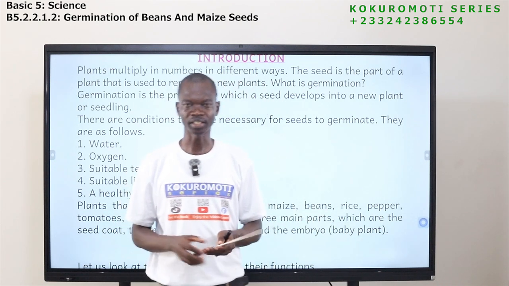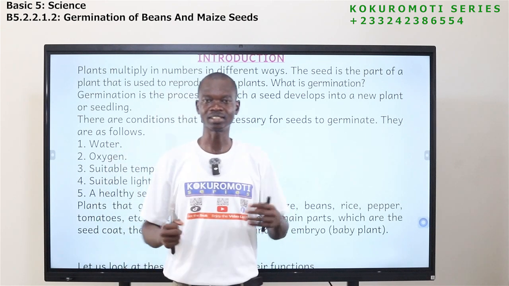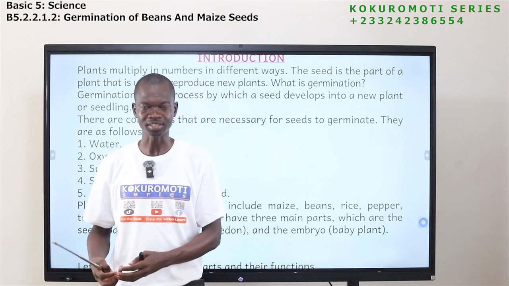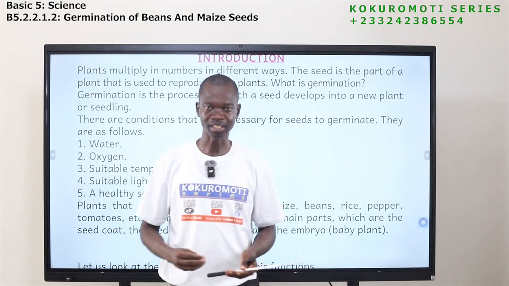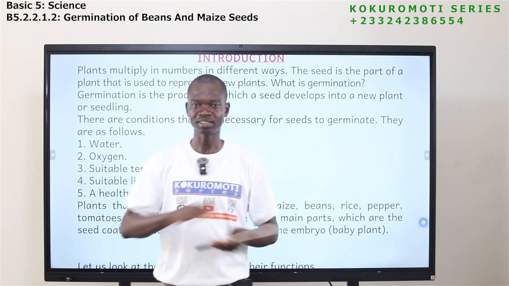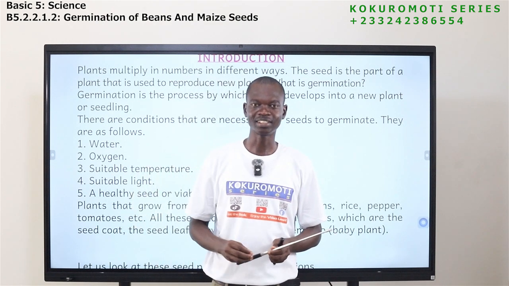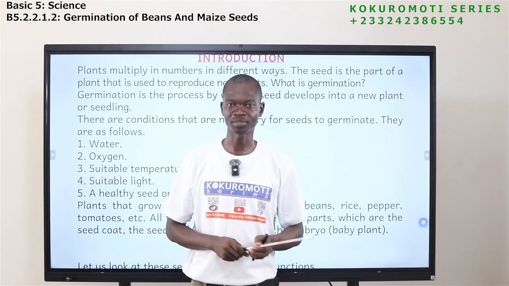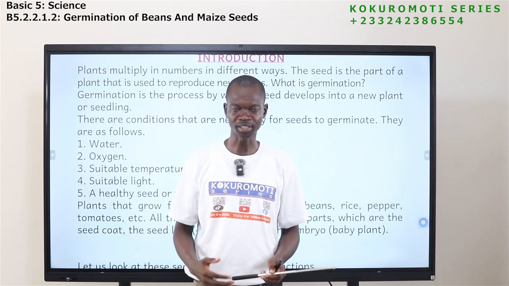That process is called germination. Now, before germination can take place, before a seed can develop new young ones, it needs some conditions. So these conditions are so important that without them, there is no way germination can take place. So we are going to look at the conditions that are necessary for seeds to germinate.